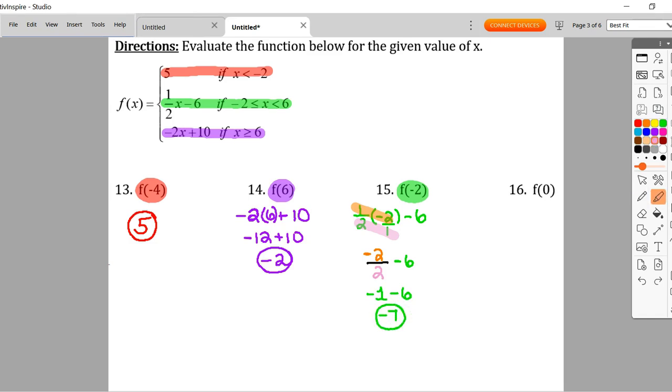Last one, number 16, is going to be f of 0. 0 is going to be satisfying that middle row that's green. So I'll input 0 into the 1/2 x minus 6. So it now reads 1/2 times 0 minus 6. The multiplication comes first. Remember PEMDAS or GEMDAS. 1/2 times 0 is 0. 0 minus 6 is negative 6.